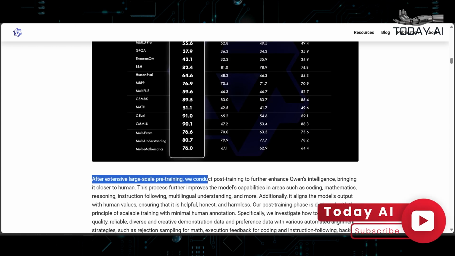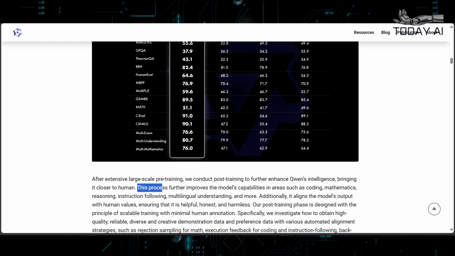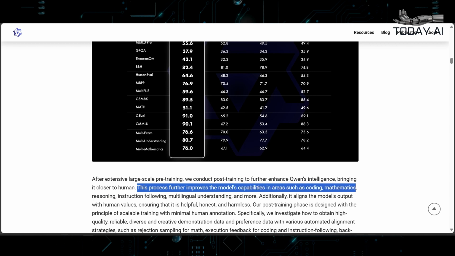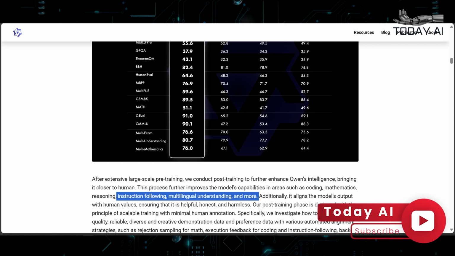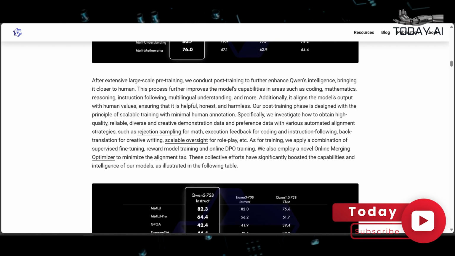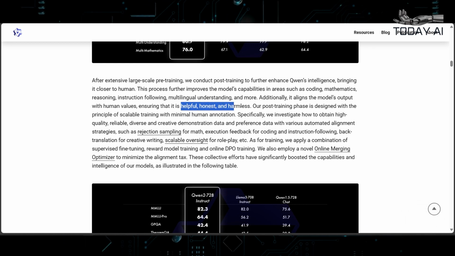After extensive large-scale pre-training, we conduct post-training to further enhance Qwen's intelligence, bringing it closer to human. This process further improves the model's capabilities in areas such as coding, mathematics, reasoning, instruction following, multilingual understanding, and more. Additionally, it aligns the model's output with human values, ensuring that it is helpful, honest, and harmless. Our post-training phase is designed with the principle of scalable training with minimal human annotation.